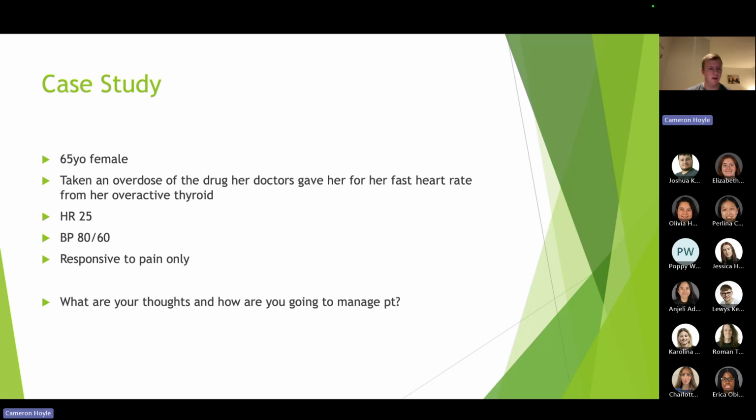Another case study. So we've got a 65-year-old female this time. She's taken an overdose of the drug the doctors have given for her fast heart rate for her overactive thyroid gland. Her heart rate is 25. Blood pressure is 80/60, and she's drowsy, being responsive to pain only. So what are your thoughts on what drug's going on here, and any ideas on how you would manage, or what's the reversal for this patient?